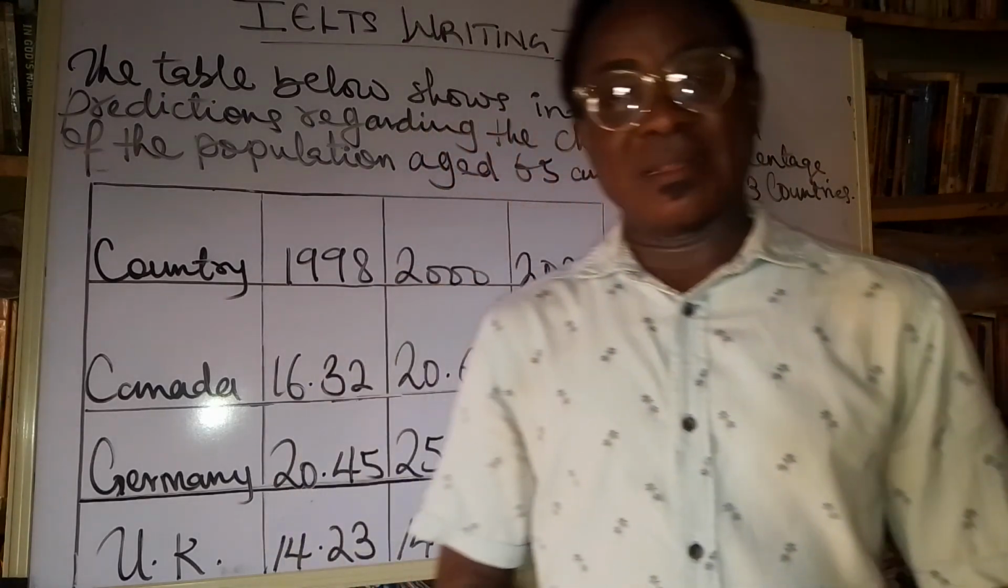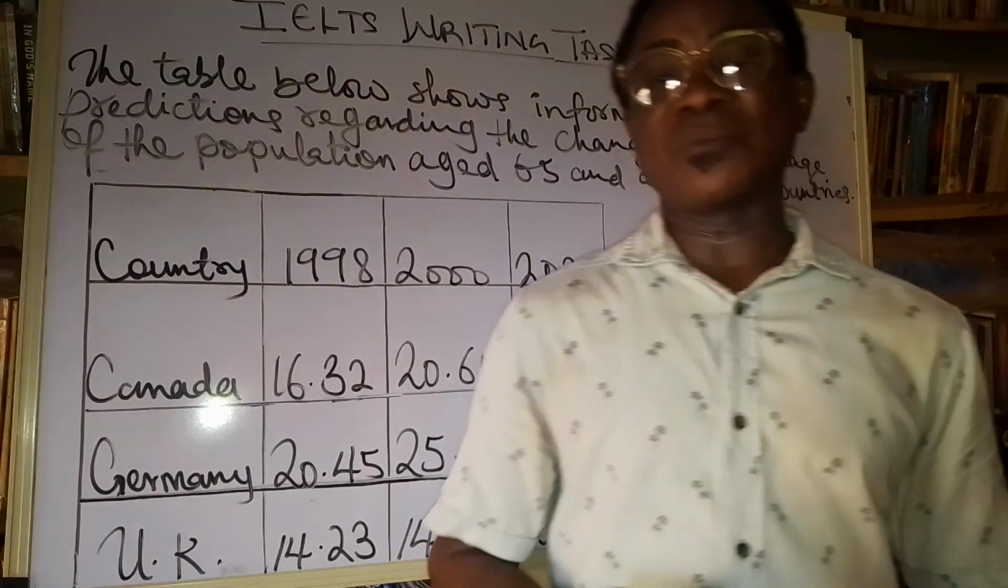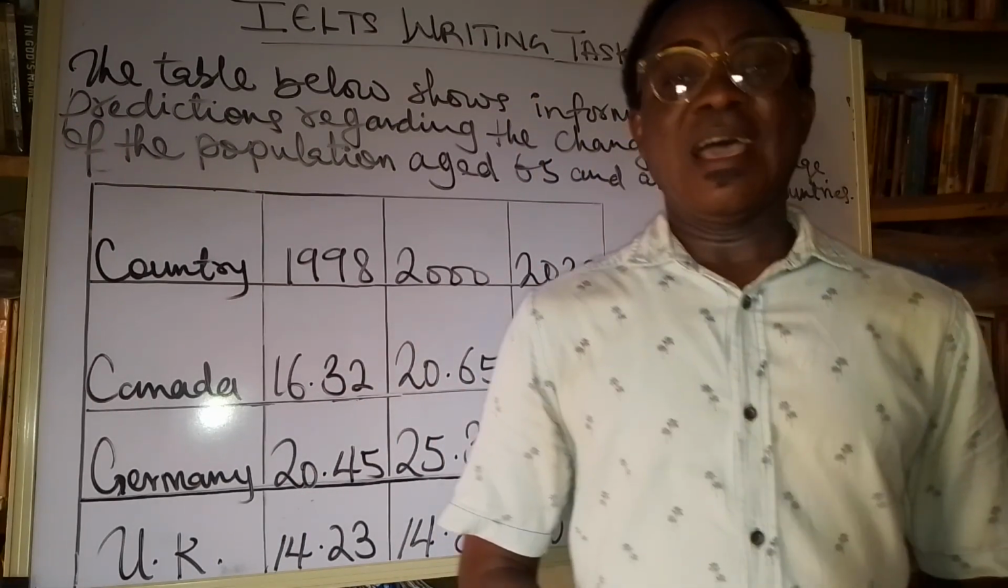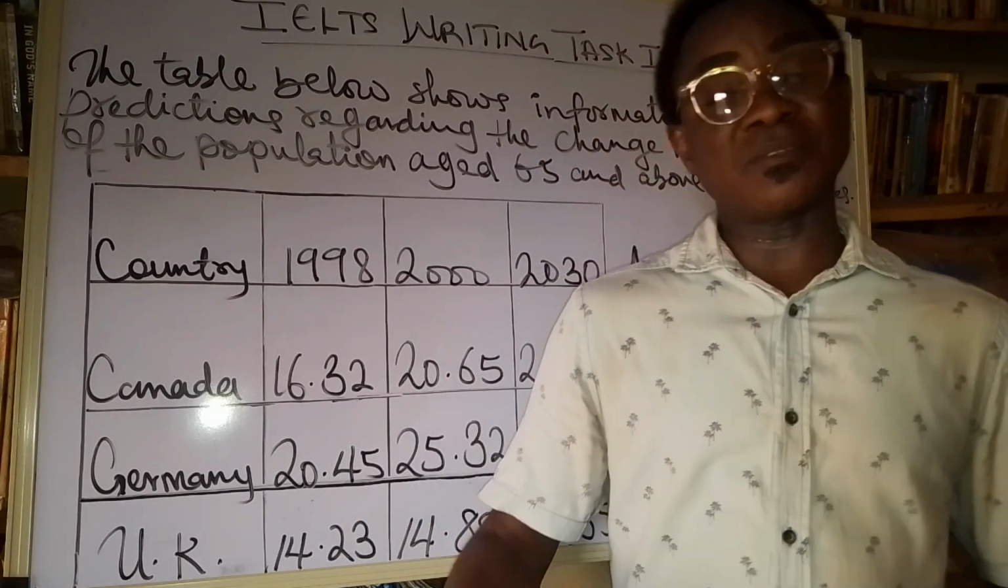The IELTS Task 1 report requires a word count of approximately 150 words, and the candidate usually has 20 minutes to complete the writing.